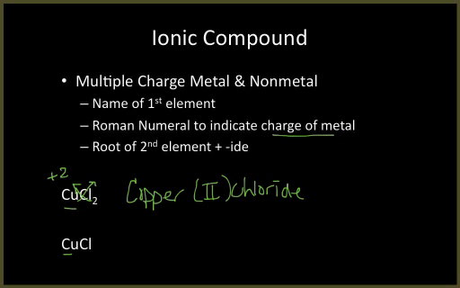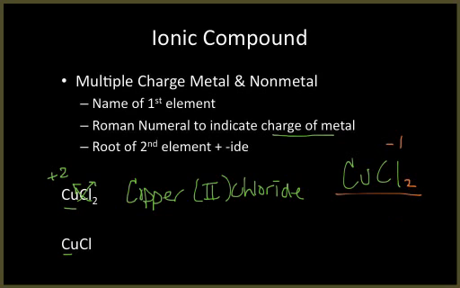Without uncrossing those charges, which is sometimes okay but probably not the safest way to do it, a better way is to look at the second part, because the second part is always going to have one possible charge. Chlorine we know is a -1, and there's one chlorine there, with that implied 1 that we don't write. Oh, I'm sorry, there was a 2 there, so CuCl2.